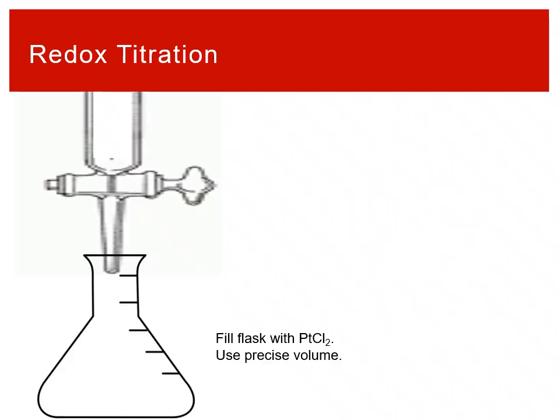So I start by putting my platinum 2 chloride solution in just my flask. I do want to use a precise volume because the whole goal is to get a nice precise concentration. Part of that is the volume, so I want to be careful measuring out a precise volume. So 23.18 milliliters of the PtCl2 solution.